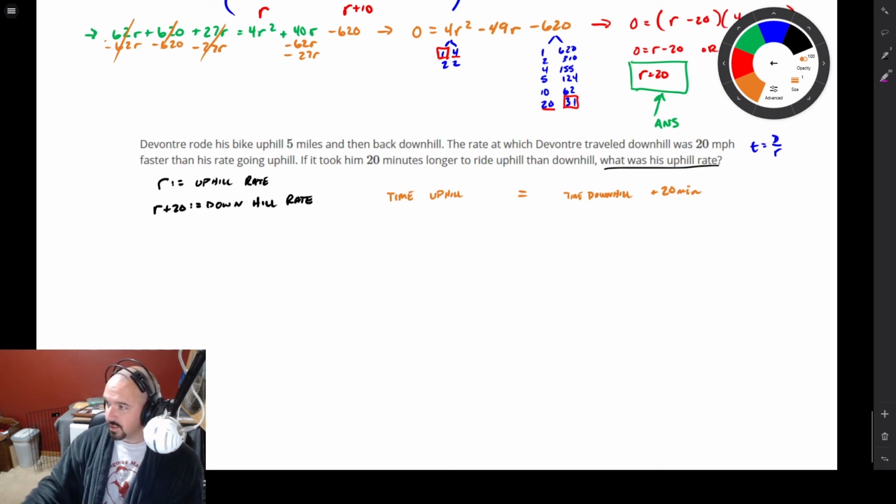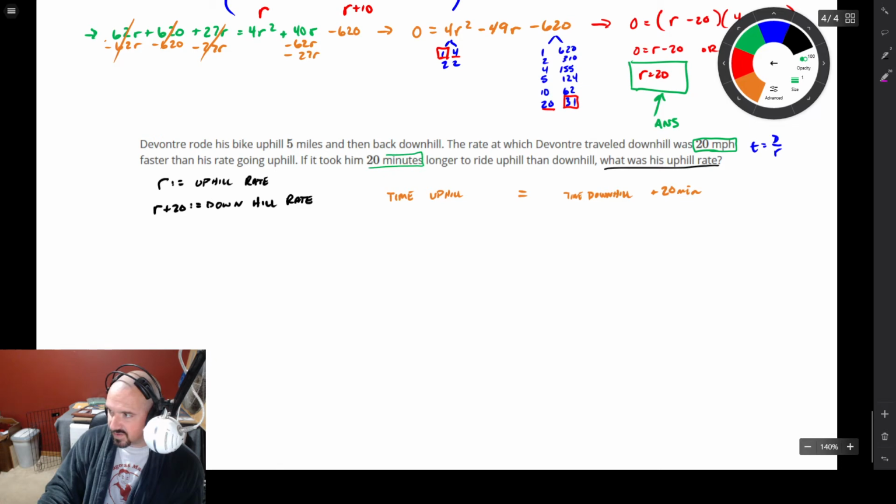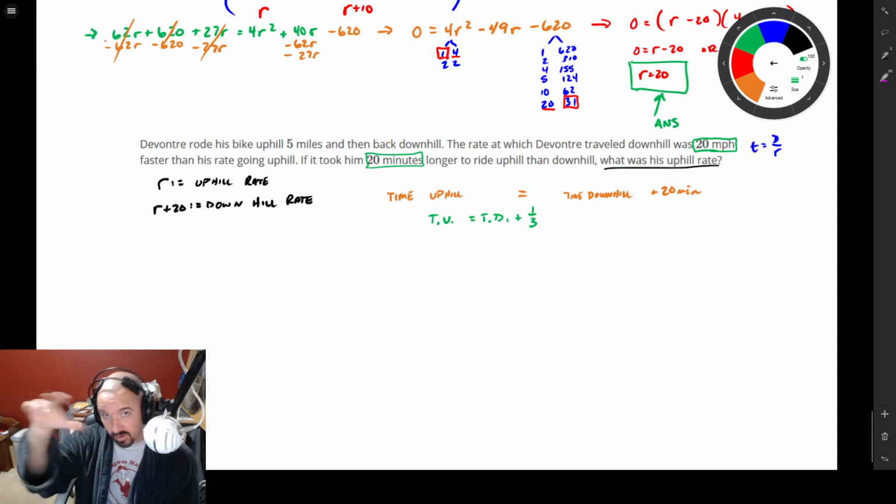So this is what our equation is going to look like, and now I said we have to fix it. And you're like, why do we have to fix it? What's there to fix? Let's just do the problem and be done. We got a problem. You see, the rates are given in miles per hour. But our time difference is given in minutes. The two do not agree. So I either need to change the rates to miles per minute, or I need to change the minutes to hours. And it's going to be a lot easier to change the minutes to hours. So my time uphill, TU, is equal to my time downhill, TD, plus 1/3 of an hour. 20 minutes is 1/3 of 1 hour.